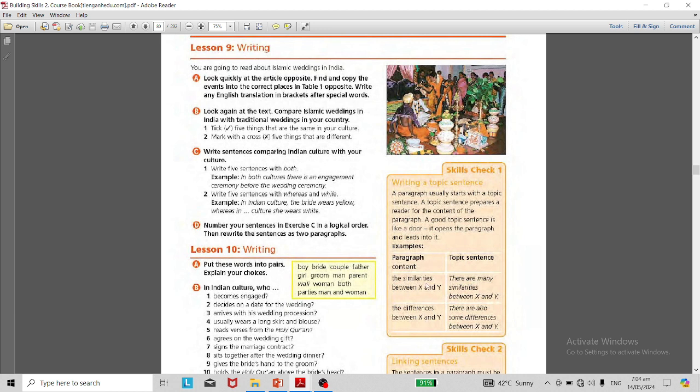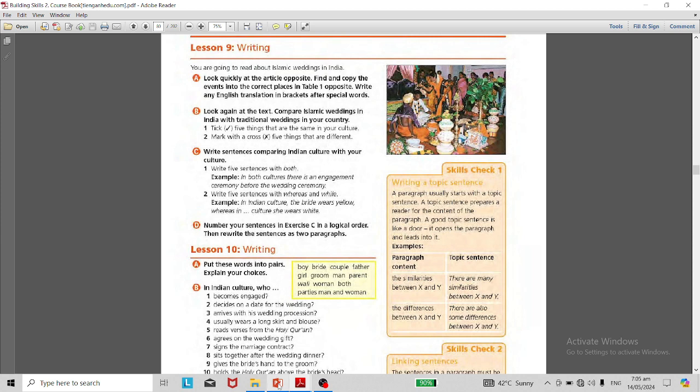We have examples here. Paragraph content and topic sentence. On the left, the similarities between X and Y and the differences between X and Y. Topic sentence for the first one, there are many similarities between Sudanese wedding culture and Indian wedding culture. This is a topic sentence of the first paragraph about what? About similarity between the two cultures. The second topic sentence, differences between the two cultures. There are also some differences between X and Y.